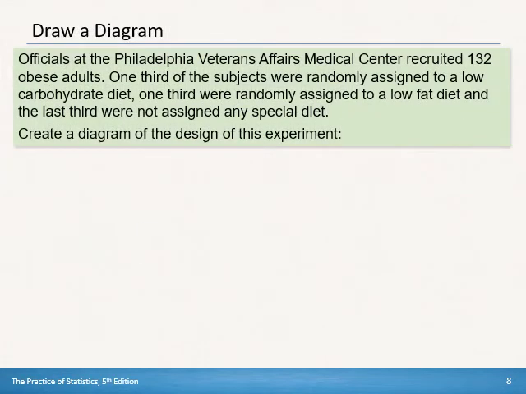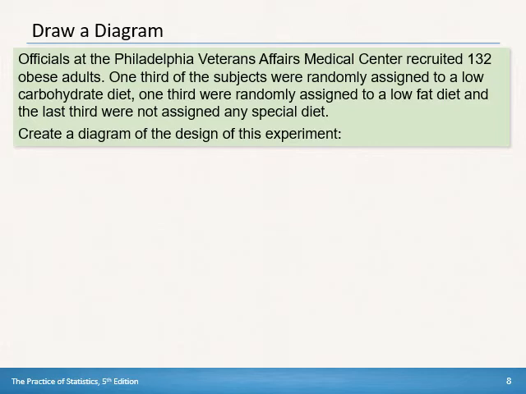All right, so here's another example of a completely randomized experimental design. Officials at the Philadelphia Veterans Affairs Medical Center recruited 132 obese adults. So 1/3 of the subjects were randomly assigned to a low carbohydrate diet, 1/3 were randomly assigned to a low fat diet, and then the last third were not assigned to any particular diet.